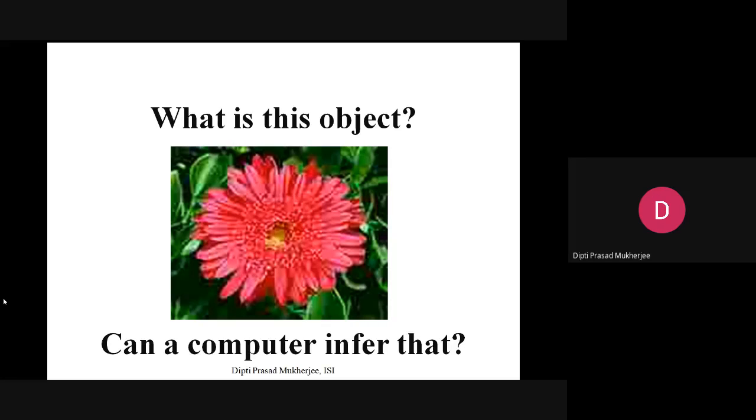Okay, so in a single slide, if I have to say the objective of the imaging applications, it is simply this, that here is a flower image. We all recognize it. The question is, can a computer infer that? So can we develop an algorithm to understand the content of the image?